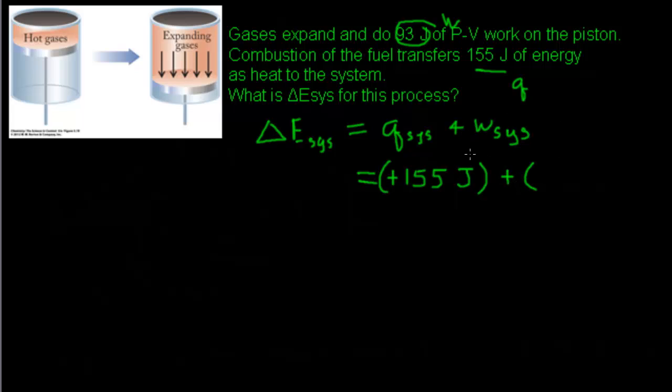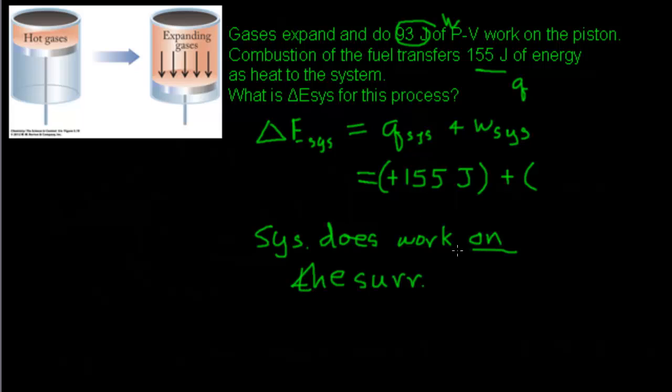So what is W for this process? So we're told that gases expand, so they're going to do some PV work, and they do the work on the piston. So they're pushing this piston to a different position in terms of energy. They're moving a mass somewhere in the surroundings, and that takes work. So the system is doing work on the surroundings. So I'll go ahead and write that down here. System does work on the surroundings.